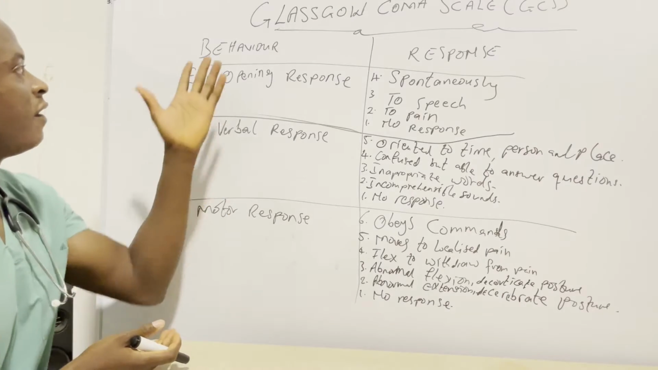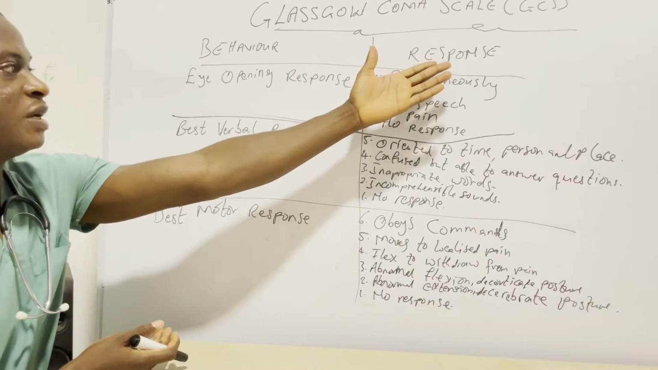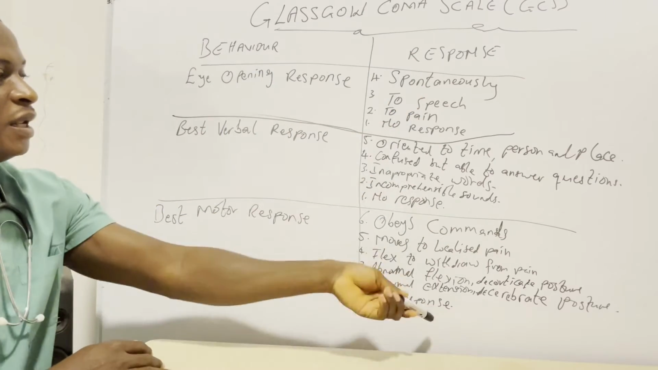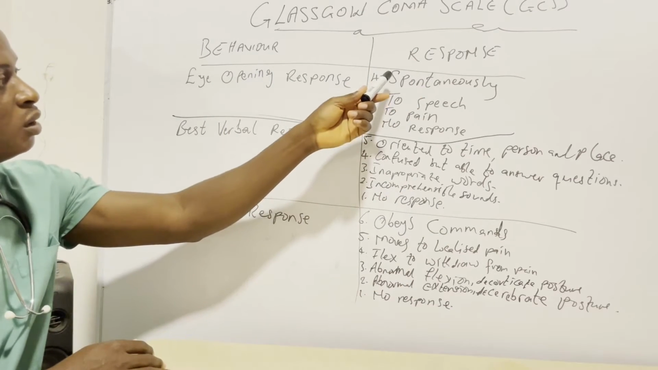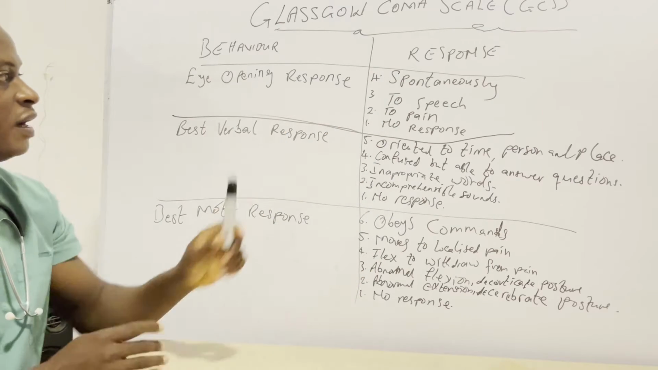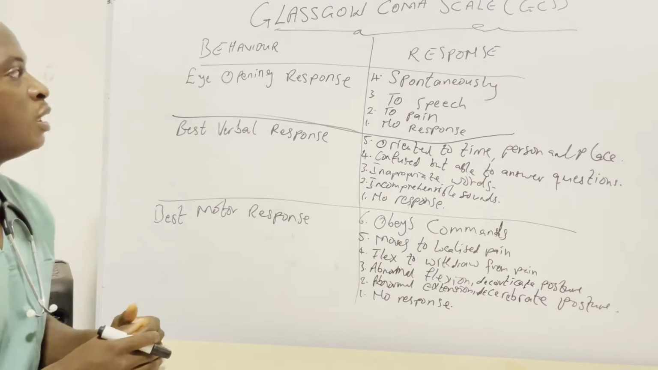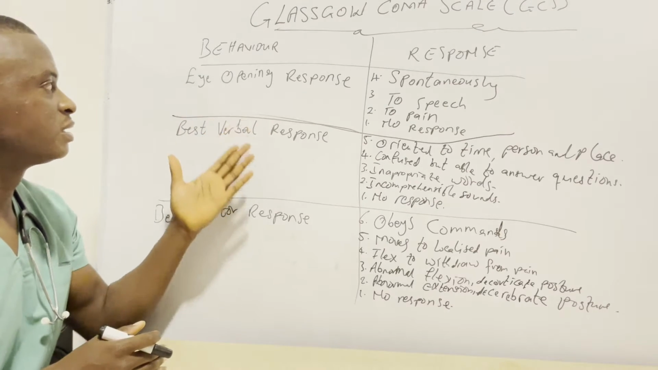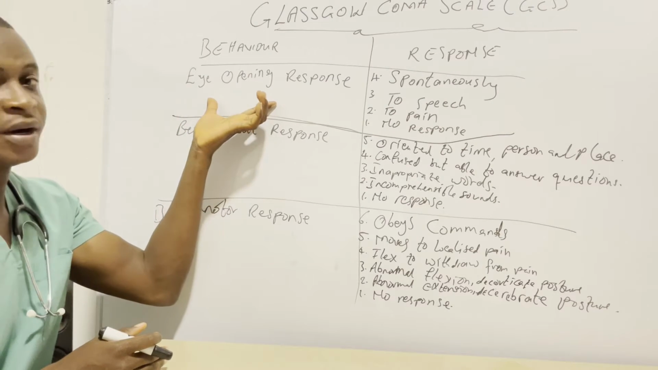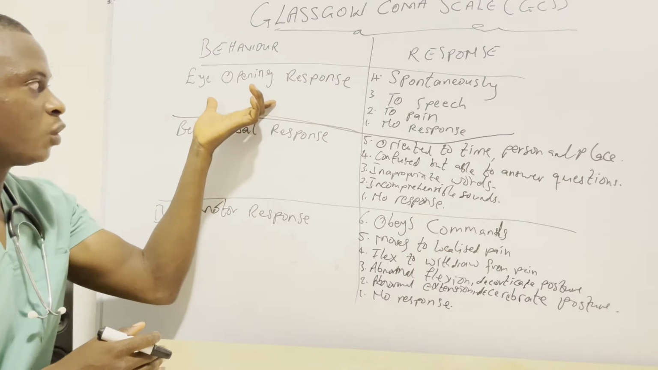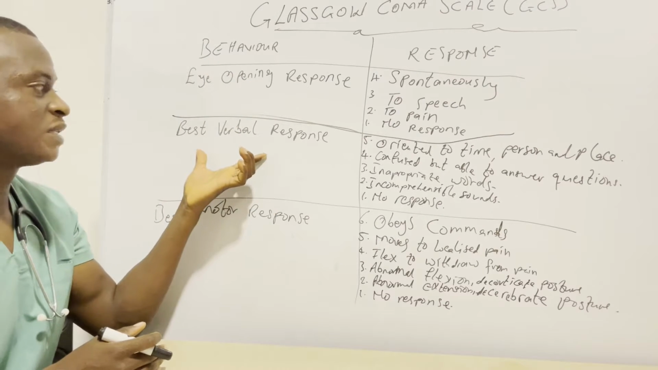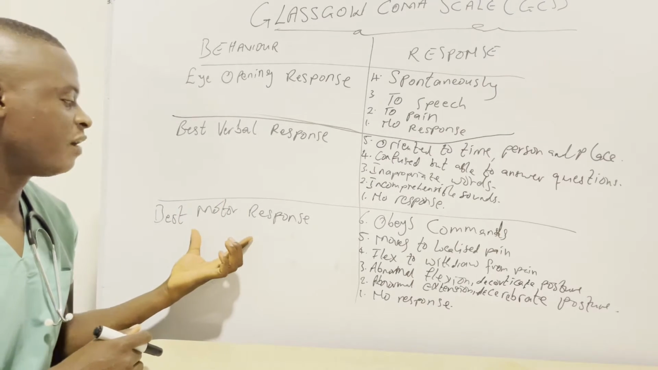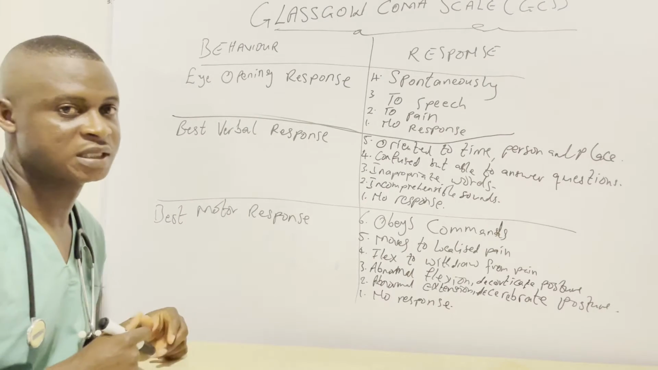All right, so we have the behavior and then we have the response that the person exhibits. So the behavior of the person, and then the response or the meaning, and after that I'll show what these figures we have written over there mean and what we use them to calculate. So the GCS is actually divided into three main things. We have the eye-opening response that the patient can exhibit, we have the best verbal response, and also we have the best motor response.